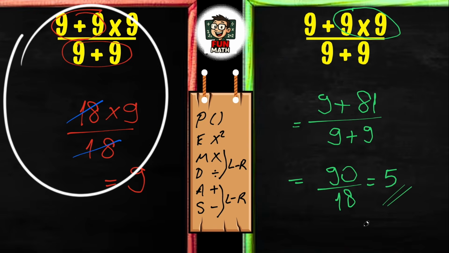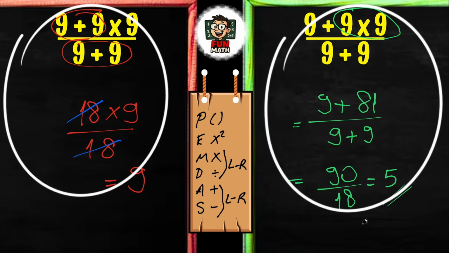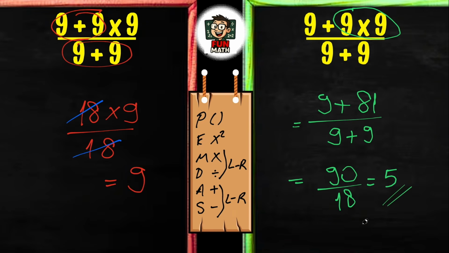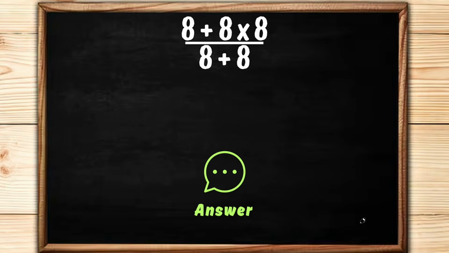We did both the incorrect and the correct solution together. And we learned the rule. I hope you understand. We've reached the end of the video.